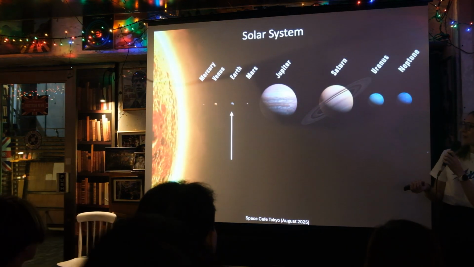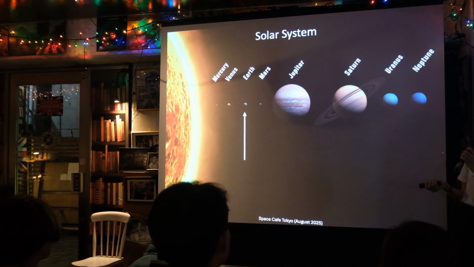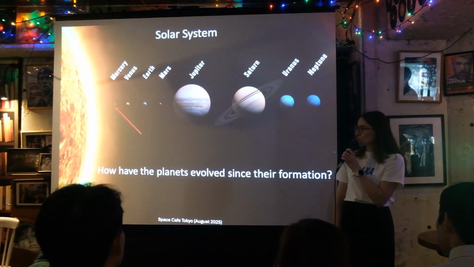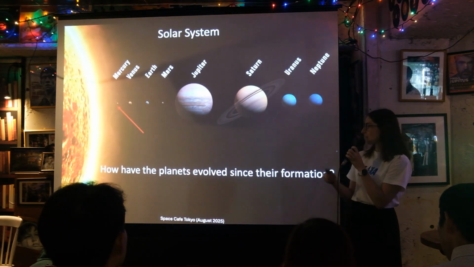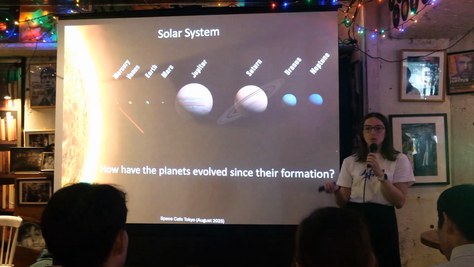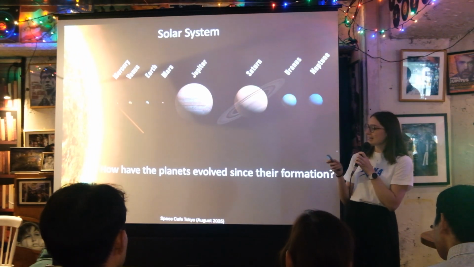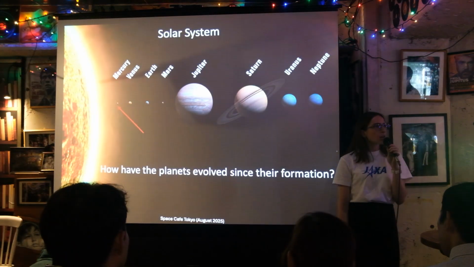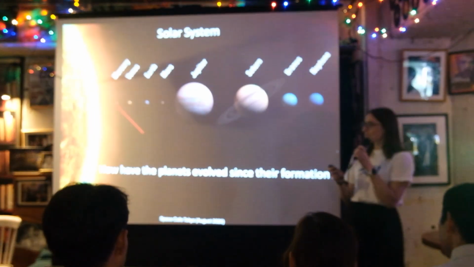Okay, so here we are on Earth in our solar system. Today I would like to talk about how the planets have evolved since their formation, with two different cases. Let's start with Mercury. Mercury is the smallest and closest planet to the Sun.